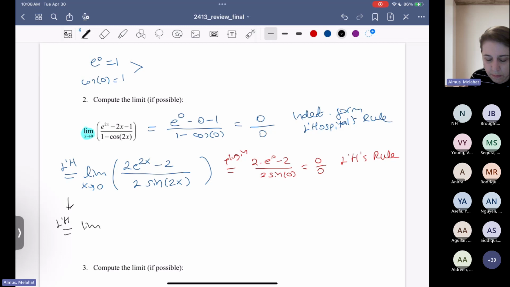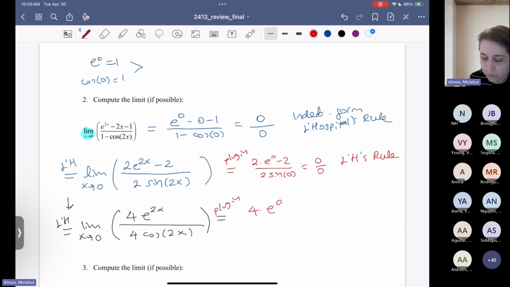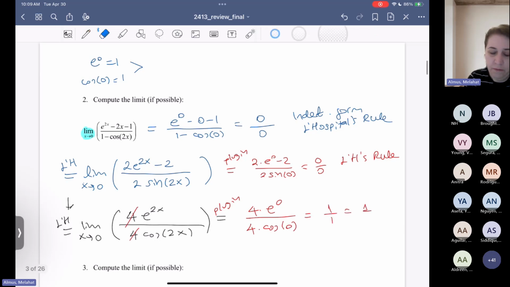All right, derivative of the top versus derivative of the bottom equals, let's plug in and see. 4 times e to the 0 versus 4 times cosine of, oh, by the way, you could have canceled those 4s, of course. So we have 1 over 1, which is 1. We have reached our final answer. We know we have reached our final answer once we get a real number.